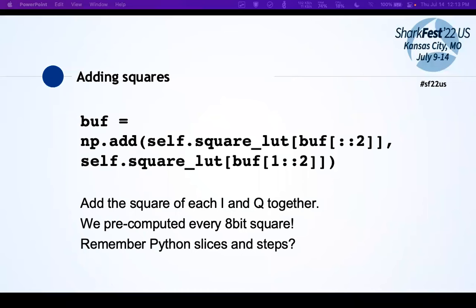In this case, we pre-computed every possible square number from 0 to 256 because it's quicker to do that once and then reference the array than to compute them every sample when you're getting 2 million samples per second in Python.